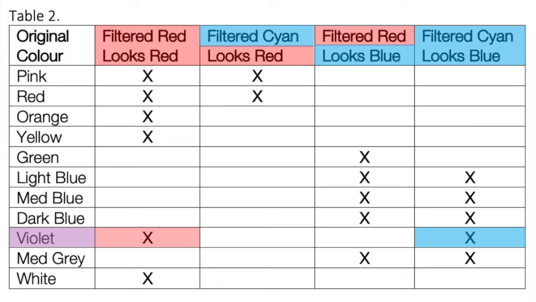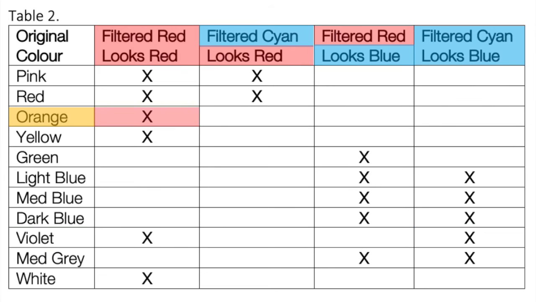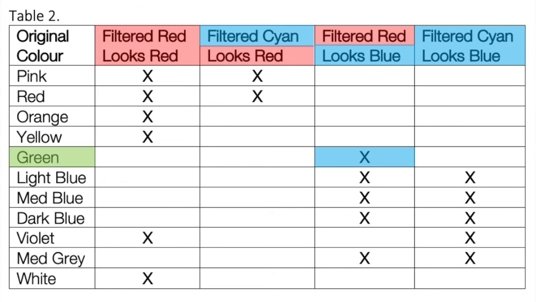This exercise demonstrated that, for the most part, whether filtered red or cyan, reds remain red and blues remain blue. Helpfully, violet looks red when filtered red and blue when filtered cyan. Orange shifts red when filtered red, green shifts blue when filtered red. Gray shifts blue when filtered red or cyan. White shifts red when filtered red, but remains white when filtered cyan.